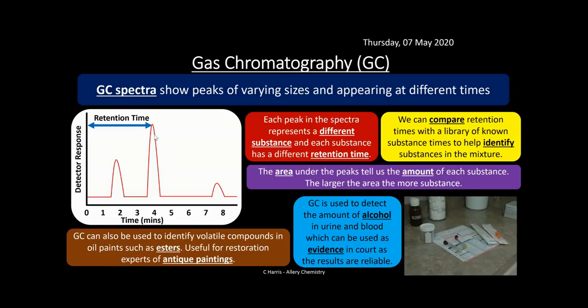And it can also be used to identify volatile compounds in paints, such as esters. And this is useful for restoration experts. So when you get a bit of art and you're not sure of the actual date of it, they use different pigments and paints depending on the era they were painting in. And art restoration experts or art historians can take light samples of the paint, analyze it and work out what composition that paint is made from, and that can help date the painting. So there is a lot of use here with these types of equipment.